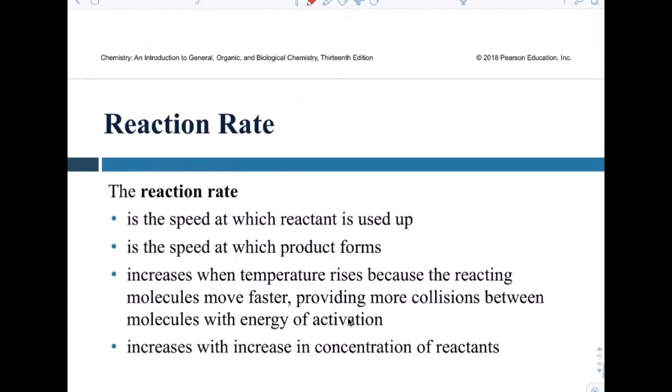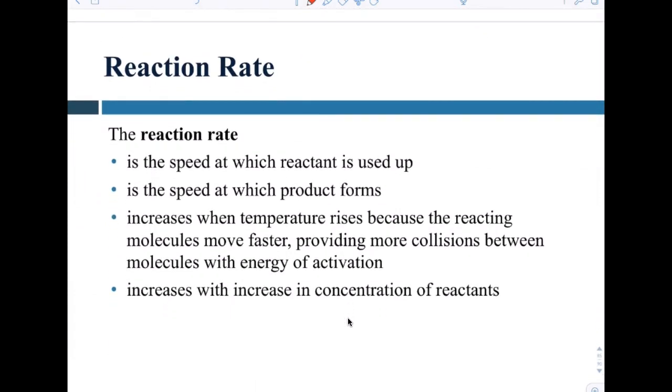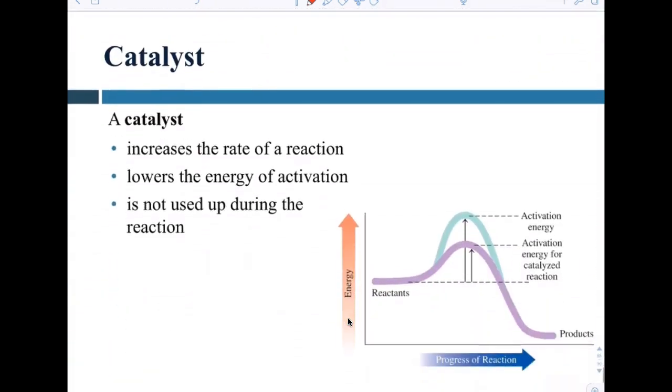And so how can we make a reaction go faster? You can, a lot of times, heat it up. And so we can make reactions go faster by heating it up, by giving it more energy. Giving it more energy helps it up that hill of that activation energy. You can also increase the concentration of reactants, so you put in more reactants and you can speed it up as well. Or you can add a catalyst.